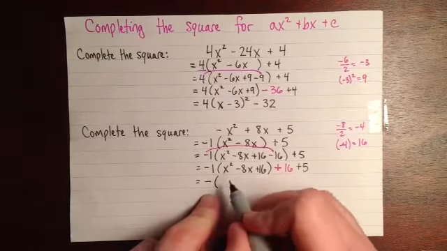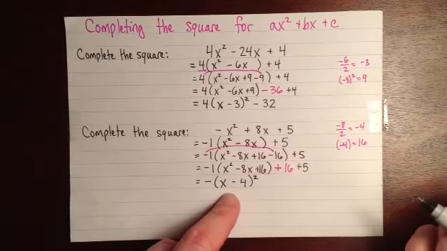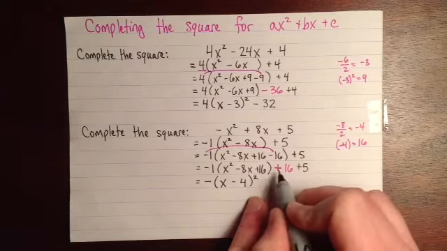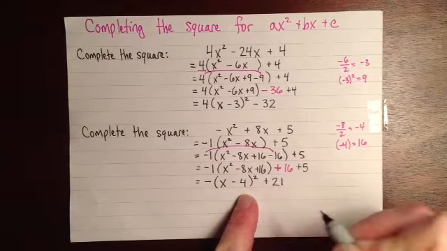And then what is this the perfect square of? It's x minus 4 squared. And then here we've got plus 16 plus 5, so it's plus 21.